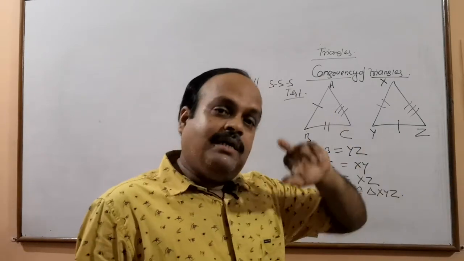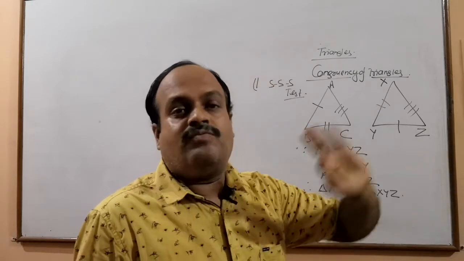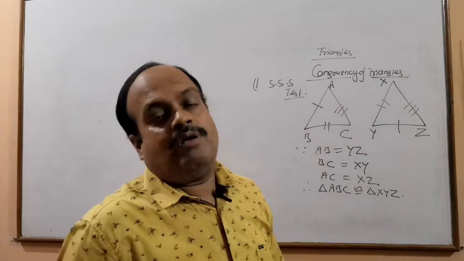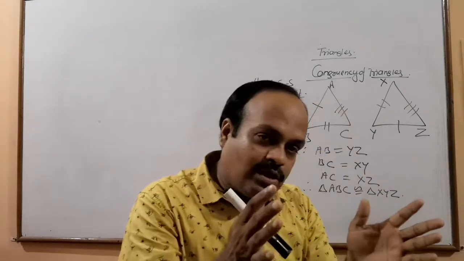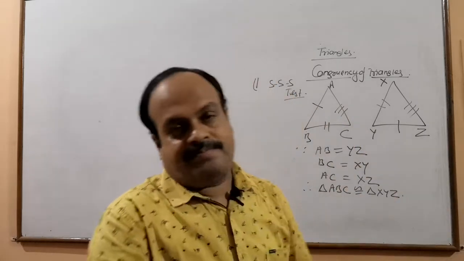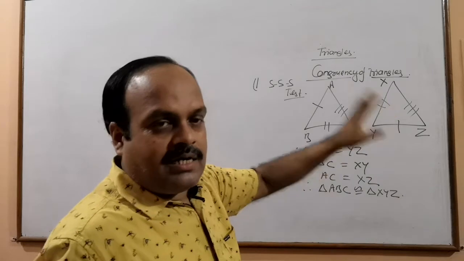If the triangles are congruent, then their three sides and three angles one by one they are equal, means corresponding sides and corresponding angles of two congruent triangles are equal.